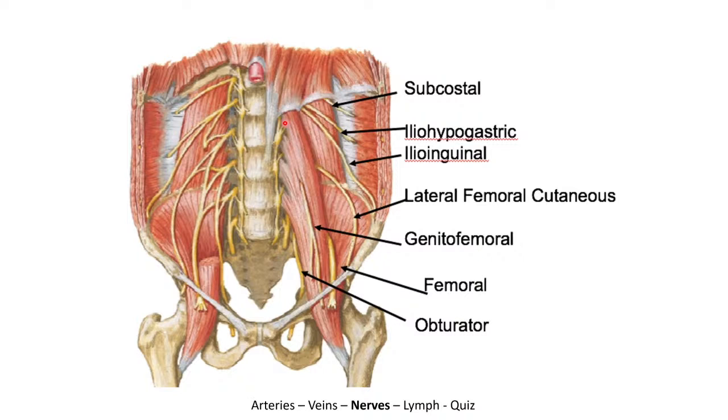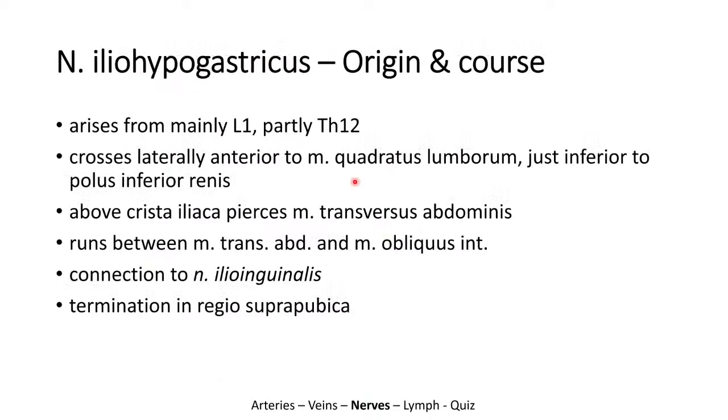So let's start from top to bottom with iliohypogastric. So nervus iliohypogastricus arises mainly from L1, partly also from T12, and crosses to the lateral side just anterior of musculus quadratus lumborum. This is one of the abdominal muscles that you will study next semester, I think. And also just inferior to the inferior pole of the kidney. Polus inferior means inferior pole of the kidney, and this relationship is also important because on the kidney we can sometimes see an impression of this nerve.